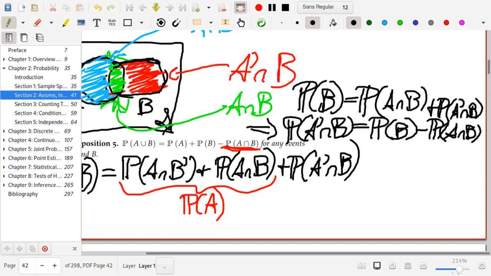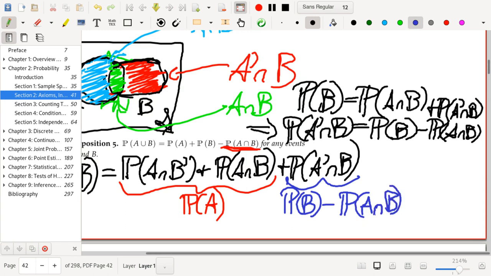Oh, well, look at that. We now basically have what we need because we've identified a part as the probability of A, and we can also identify the latter part in this sum as the probability of B minus the probability of A and B, which is exactly the statement that we wanted to prove. So therefore, we're done, and we have in fact proven this statement.